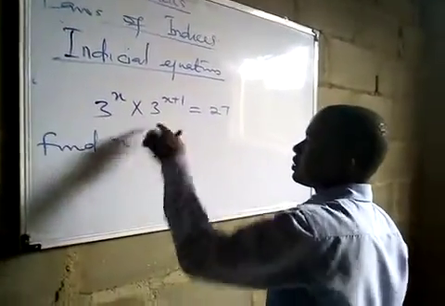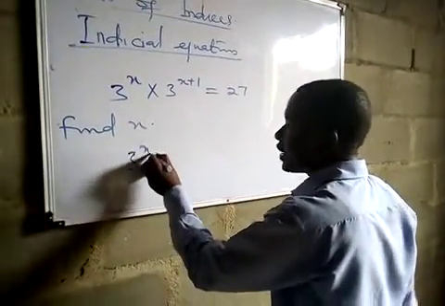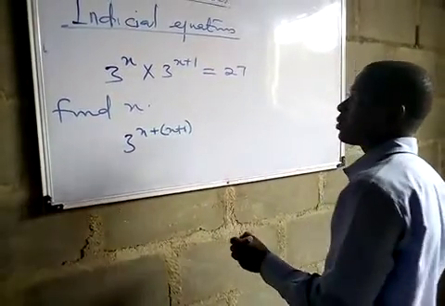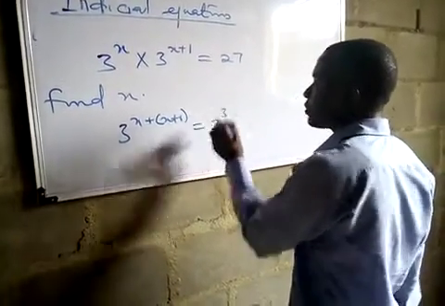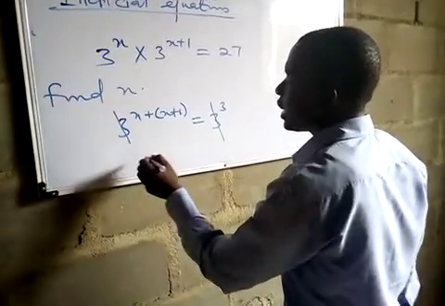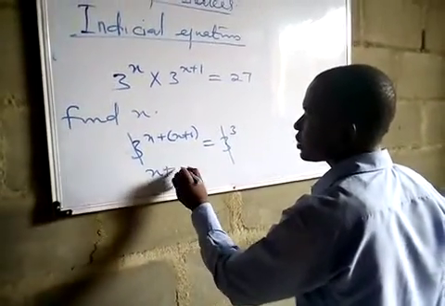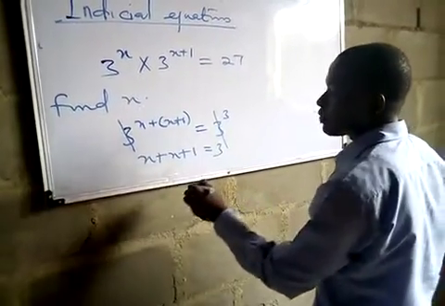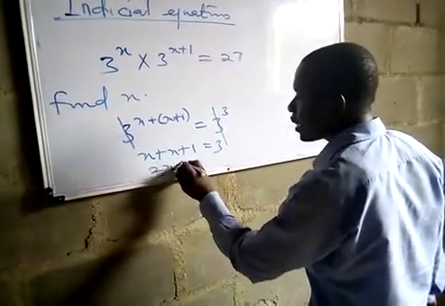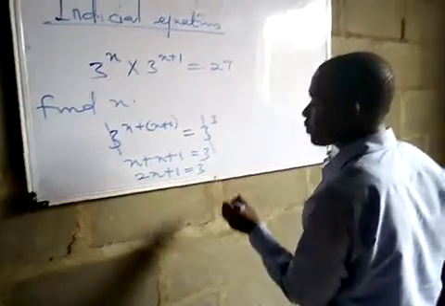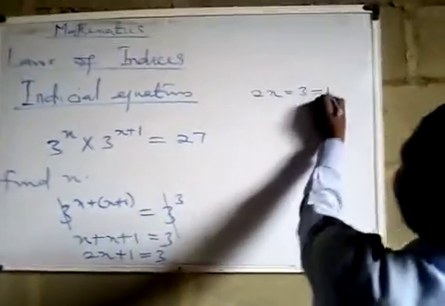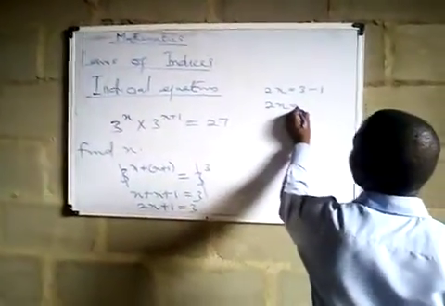This is 3. This is 3. I can take only one 3. I have x plus 1, according to the first law, equals 3 raised to the power of 3. So 3 cancels 3. I have x plus 1 equals 3. So finally I have 2x plus 1 equals 3. So 2x equals 3 minus 1. That is what you are going to have there. You have 2x equals 2.